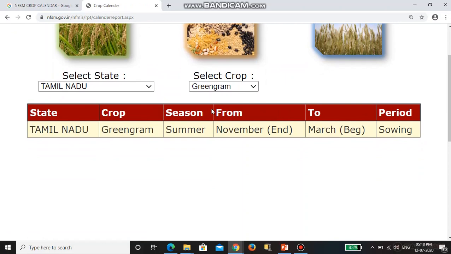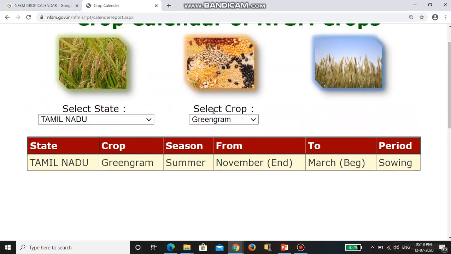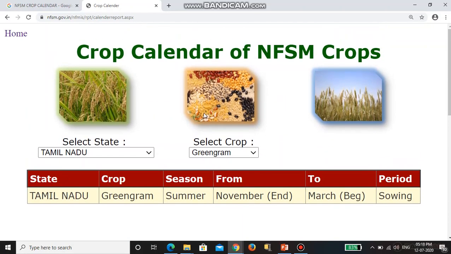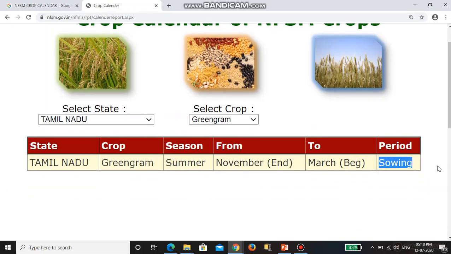So in this they gave some crop calendars. For Tamil Nadu, the green gram: the season is summer season. In the summer season the sowing period is from November end to March beginning. So this is the sowing period for green gram. Like this they gave.